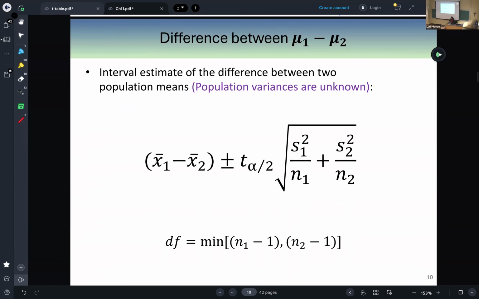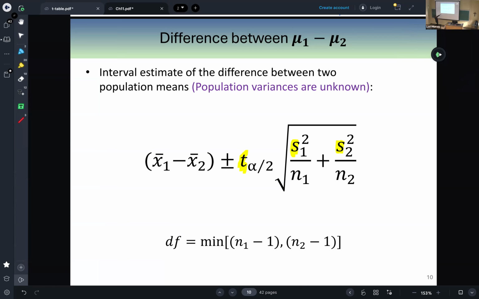So here, if we don't know the population variances, we need to use S instead of sigma. These are the sample standard deviations. And as soon as we do that, we need the T. Now you might be going, T, okay, I have 2 populations though. What degrees of freedom should I use? Because you need a degree of freedom.